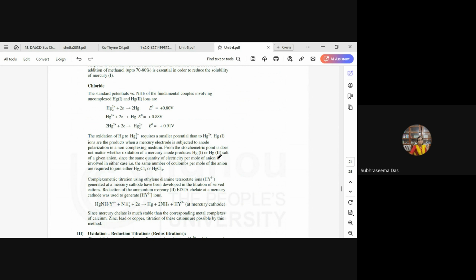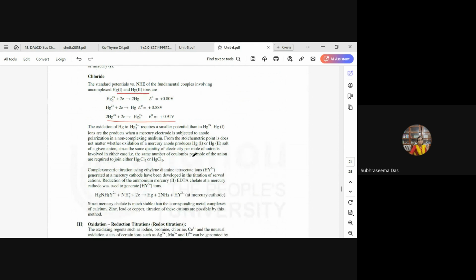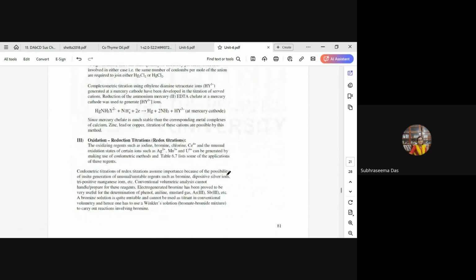The standard potentials of fundamental couples involving uncomplexed Hg1 and Hg2 have been shown here. The complexometric titrations involving ethylenediaminetetraacetate generated at the mercury cathode have been developed, and the mercury electrode can be used to identify metals upon forming metal complexes.